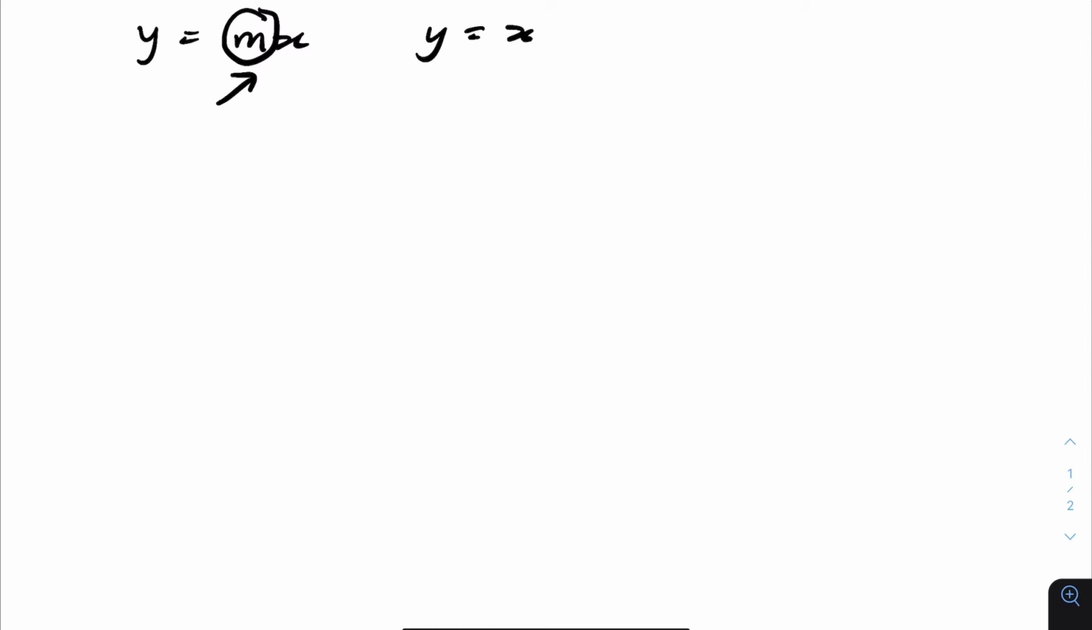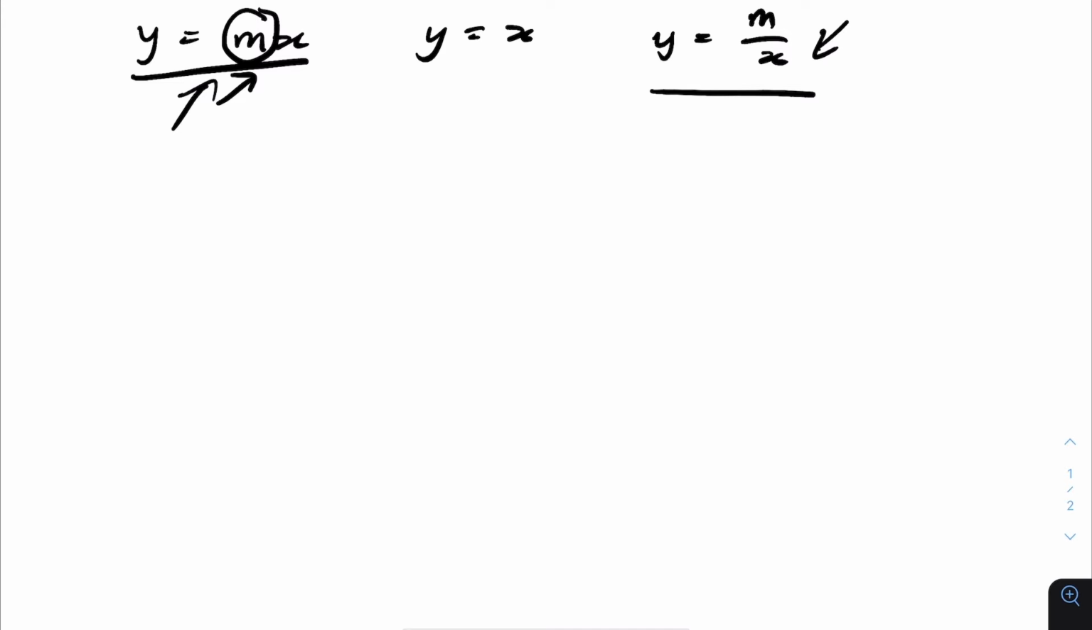But variables can also be inversely proportional. In that case, we would write it as y equals m over x, because when it's inversely proportional, x is in the denominator instead of the numerator. So this is directly proportional, this is inversely proportional. And essentially, in directly proportional, both variables are increasing and both variables are decreasing at the same time. But in this one, one variable increases, the other decreases as a result, and vice versa.